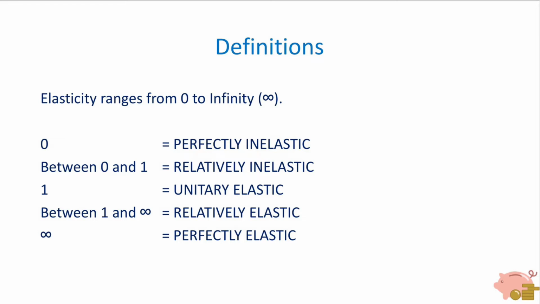But really we can break it down into 5 categories. So if the answer is 0, PED or PES is 0, then it's perfectly inelastic. If it's between 0 and 1, so 0 point something, then it's relatively inelastic. If it's 1, we call it unitary elastic. And between 1 and infinity, it's relatively elastic. So greater than 1 is relatively elastic. But if we get an answer of infinity, then it's perfectly elastic.